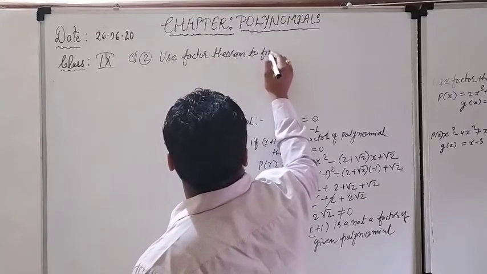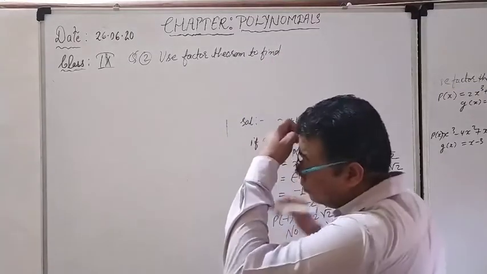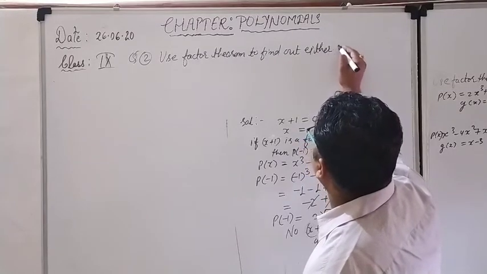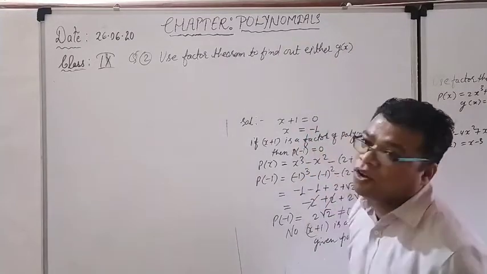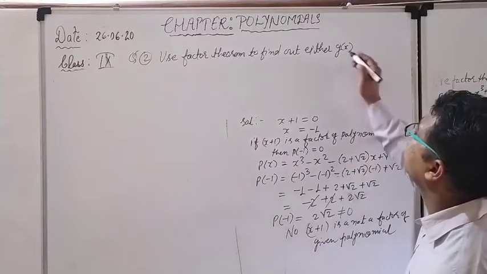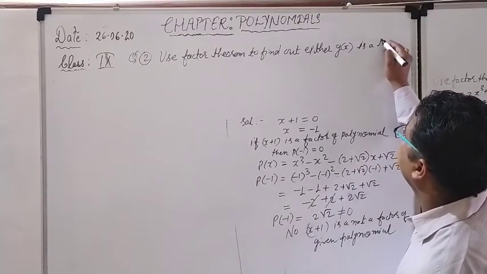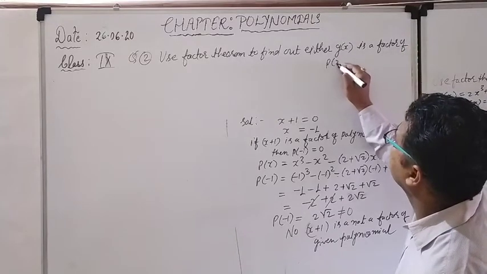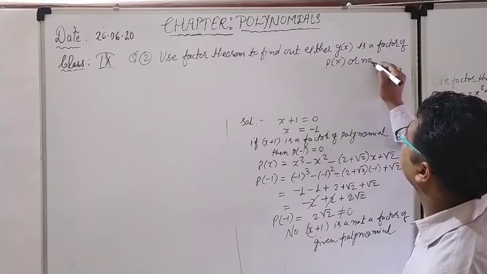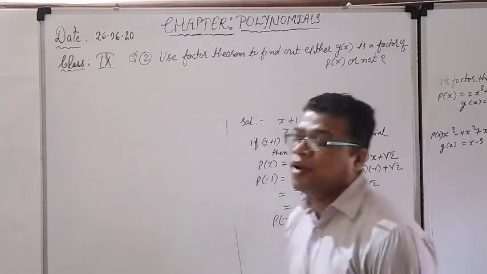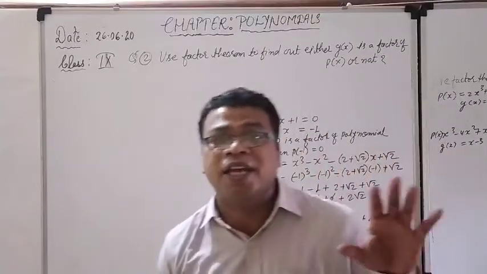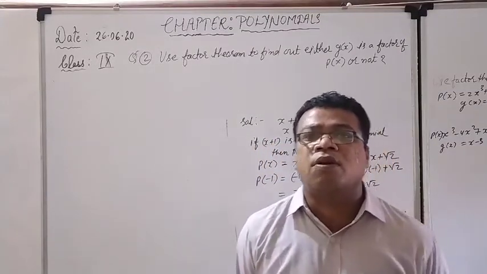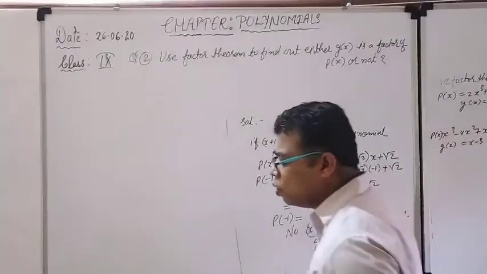To find out whether g(x), a function of x, is a factor of p(x) or not. What is the question actually? Using the factor theorem we have to identify whether g(x) is going to be a divisor, whether g(x) is a factor of p(x) or not. Same kind of question, no change.